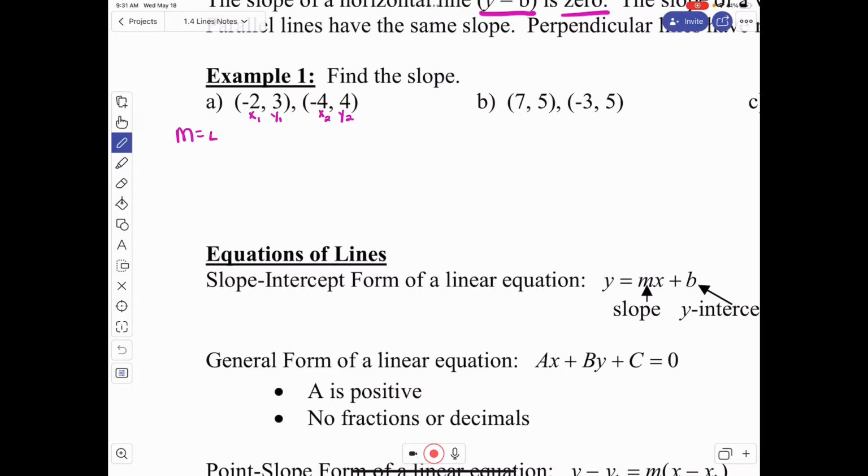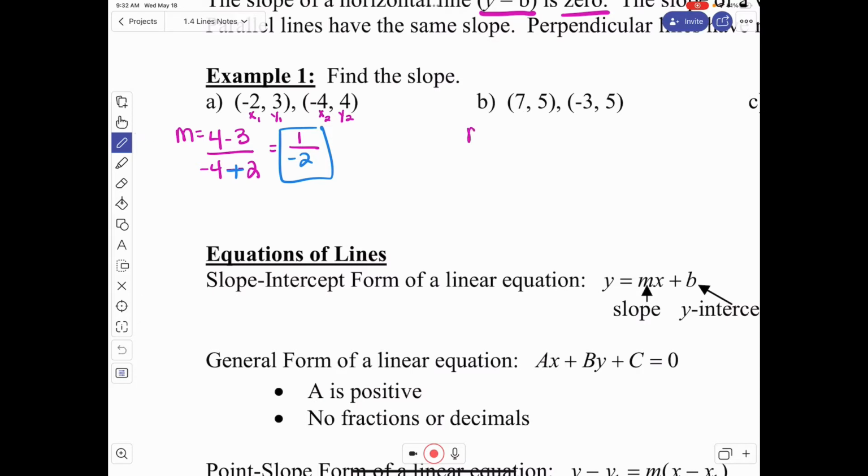So to get our slope, we have 4 minus 3 over negative 4 minus negative 2. And so 4 minus 3 is 1. Negative 4 minus negative 2. The hardest thing in this, not really hard, but just watch your signs. Be careful with your signs. So negative 4 minus negative 2, remember the double negative here is actually going to turn into a plus. So we get negative 2. So our slope is negative 1/2.